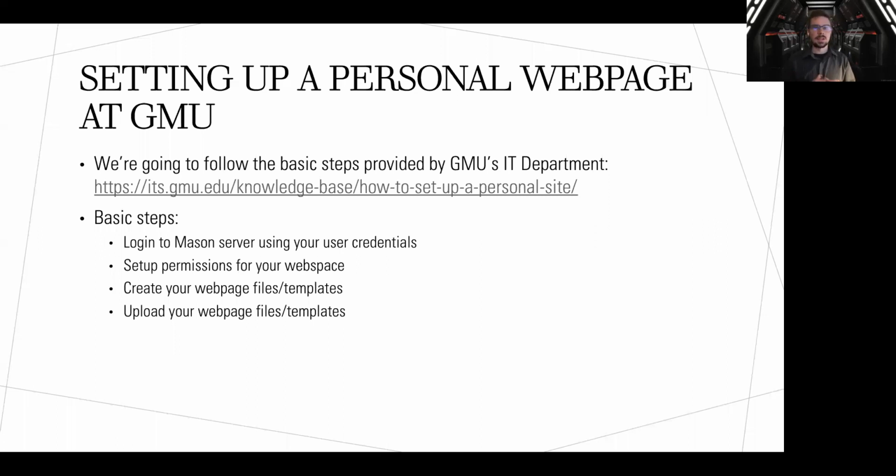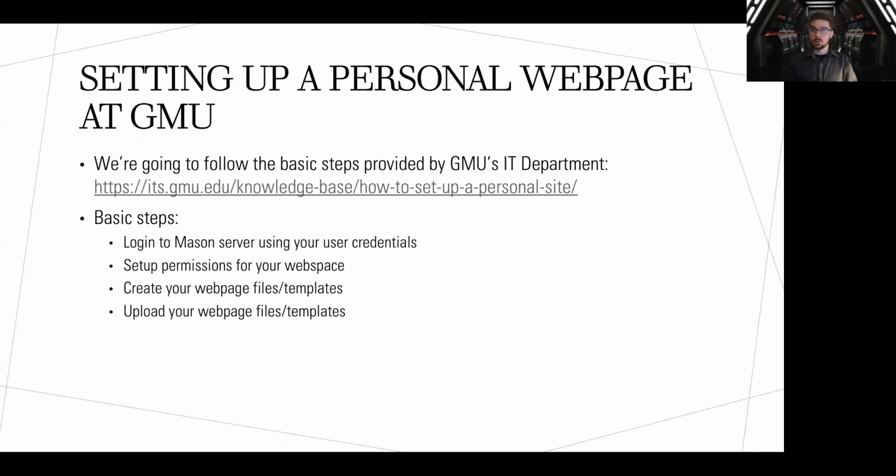It's not going to be as hard as you think, because we're going to rely on a bunch of free templates, which we'll get to towards the middle or end. But right now, we're going to focus on setting everything up. So the basic steps are, we're going to follow the instructions here from George Mason's IT department. We're going to log into the Mason server using your user credentials. We're going to set up permissions for your web space.